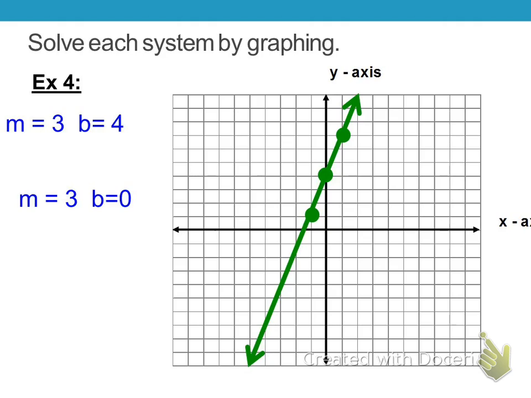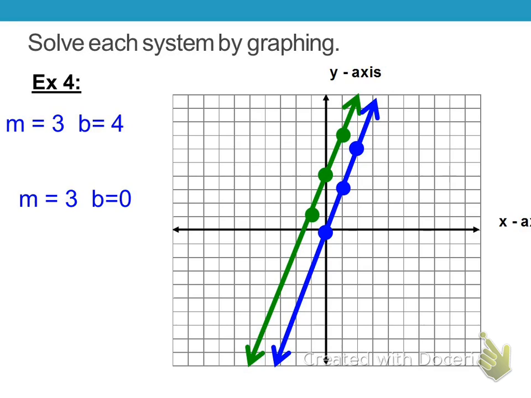All right, to graph the second one, I'm going to start at 0. Then what am I going to do? Up 3, right 1. Uh-oh. What's happening? I am looking at parallel lines. They have the same slope. But they have different y-intercepts, so they have different starting points, but they're rising and running at the exact same rate.